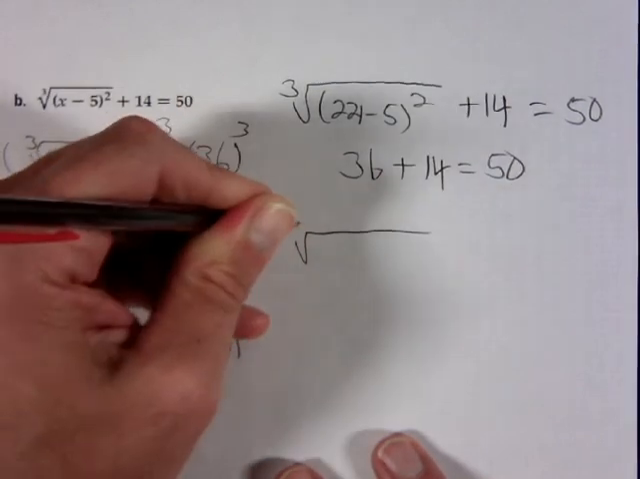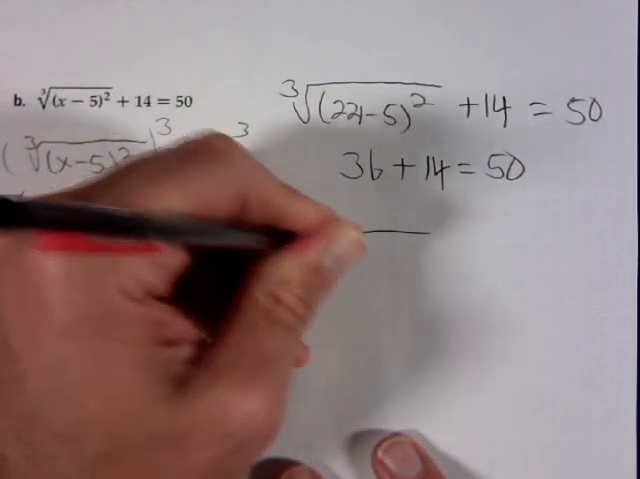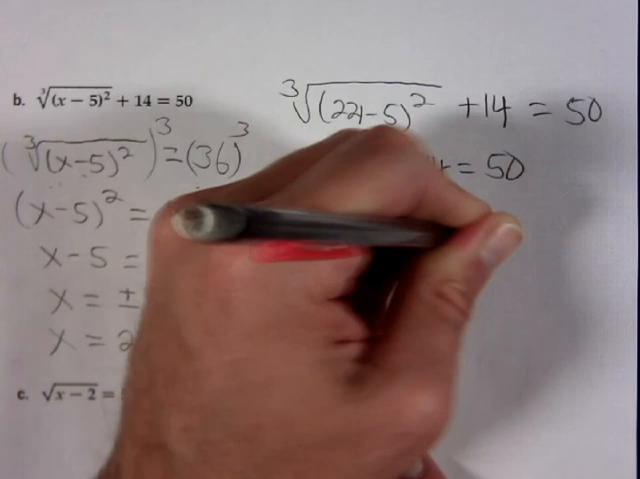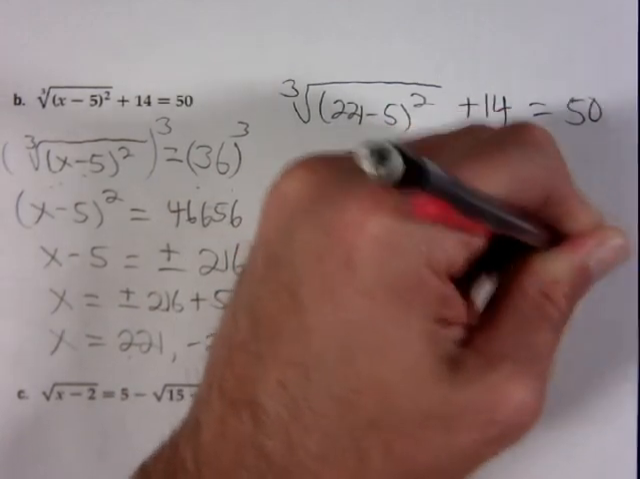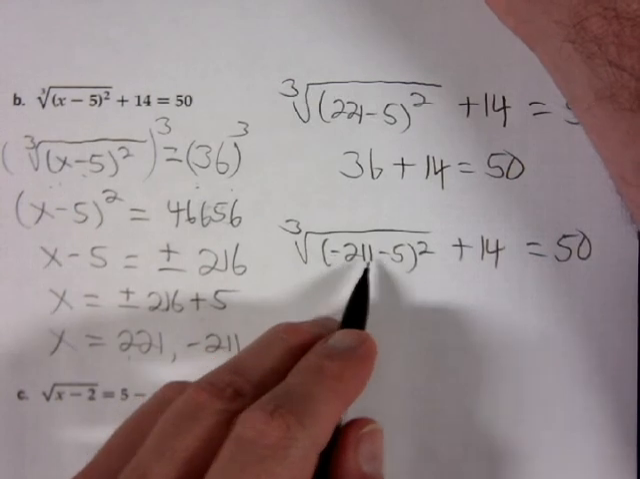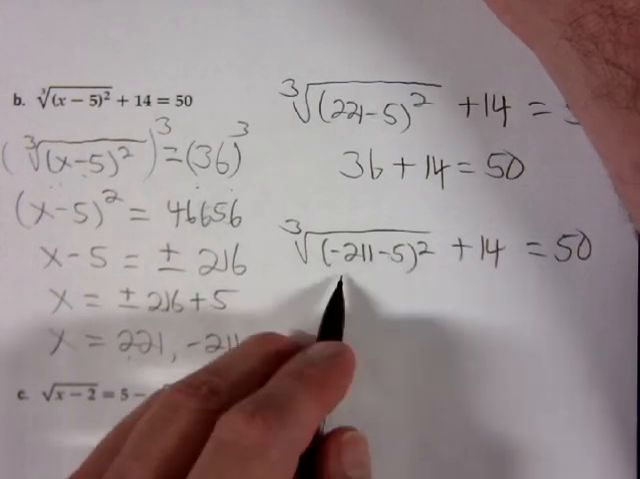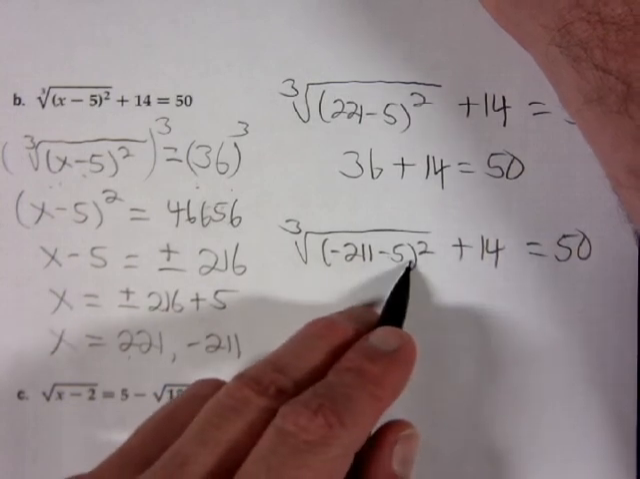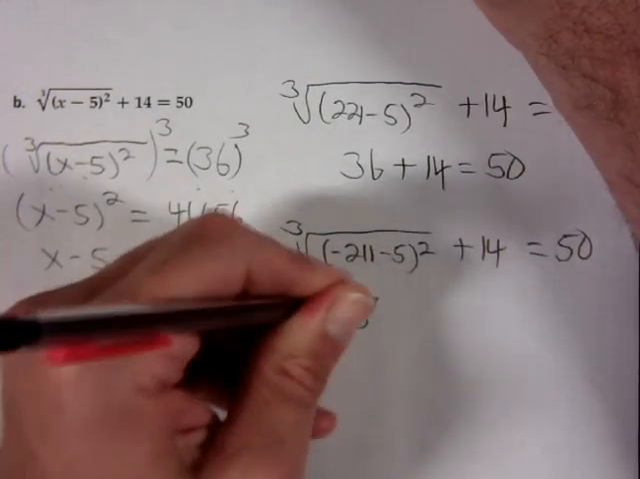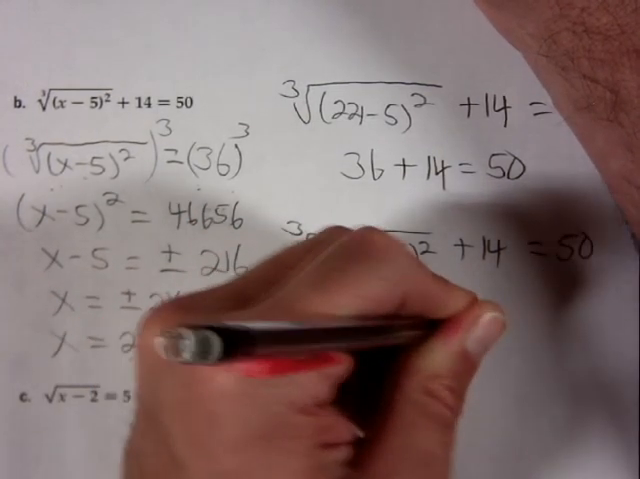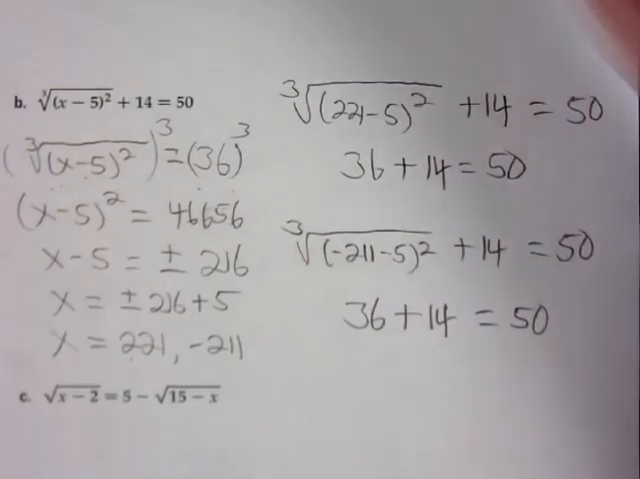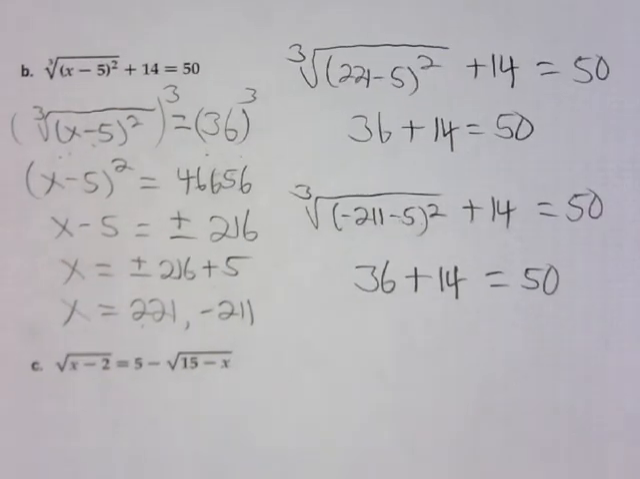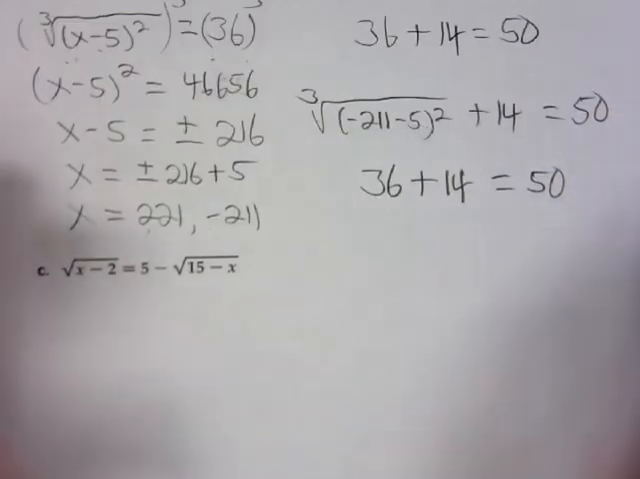Cube root of (negative 211 minus 5) squared plus 14. We want to see if that is equal to 50. All right, so negative 211 minus 5, that's negative 216. 216 squared is 46,656, which we know the cube root of that again is 36, plus 14 equals 50 again. And so actually both of these are correct. None of them are extraneous. So there you go.